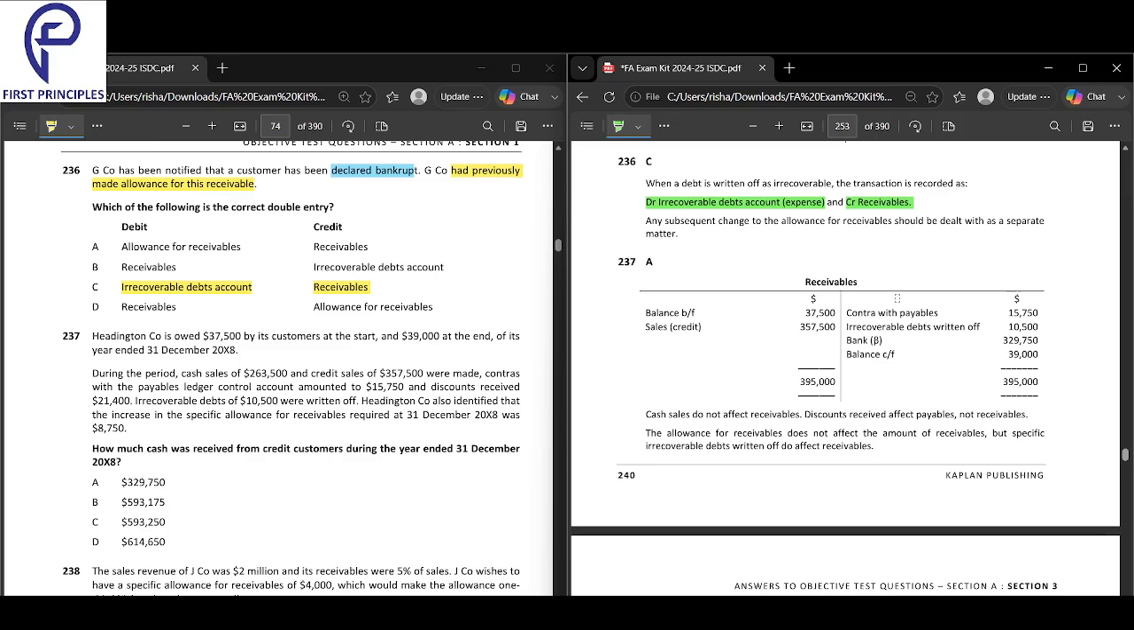The irrecoverable debt account is an expense. Very good. So it's debited and the receivable asset is decreased. Perfect. We're decreasing an asset. Asset has a debit balance. When we're decreasing it, we take it to the credit side. That's all it is. That is about this.